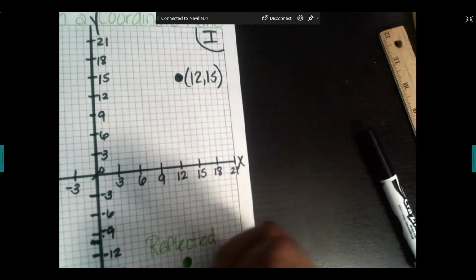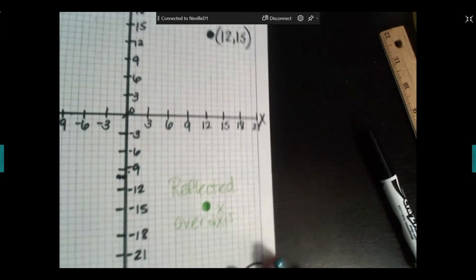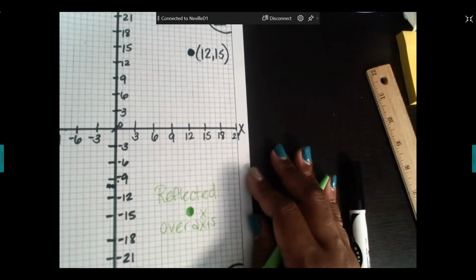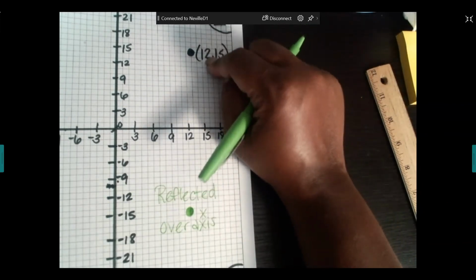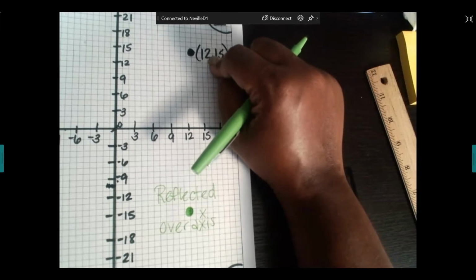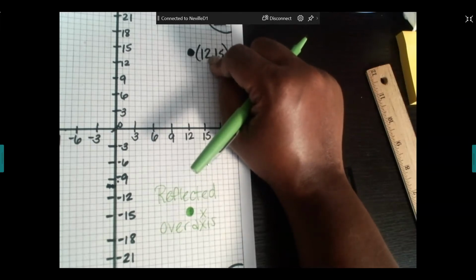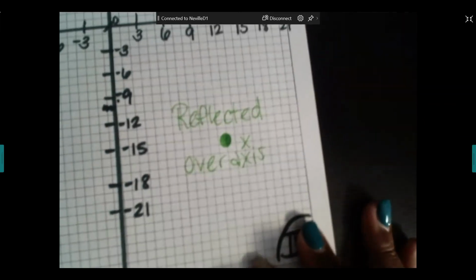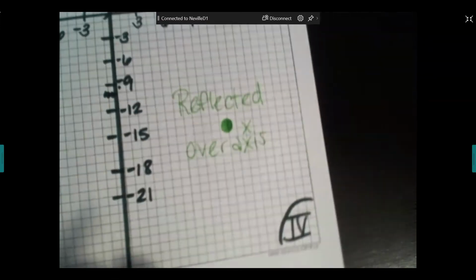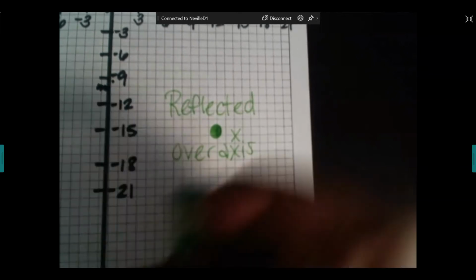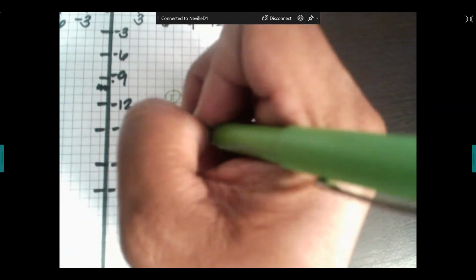Over the x-axis. I'll move that up for you. Possibly zoom that out a bit. Okay. So it was positive 12, positive 15, which makes sense because we're in quadrant 1. But now we've reflected it into quadrant 4. So what is our new address here, Kendall?